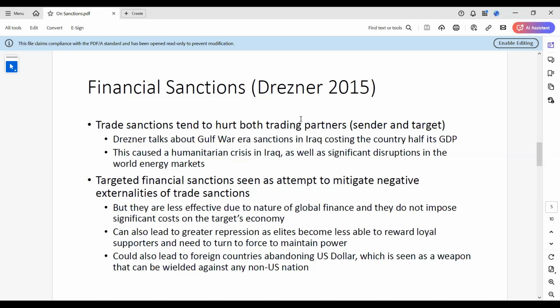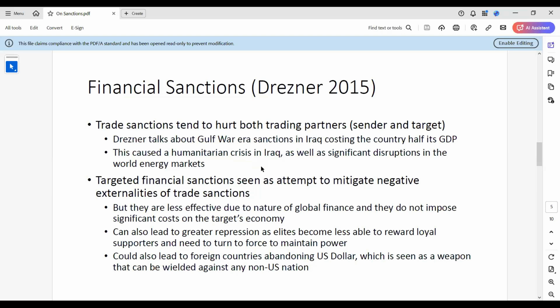Dresner here is a realist response to the liberal literature from Hufbauer and Schott. Dresner 2015 talks about trade sanctions that hurt both trading partners, and he brought this in. He's like, okay, let's look at not only how trade sanctions hurt the targets, but also the senders, which is kind of what we want to talk about here. It's not just the targets that are getting hurt. It's not the people in the targets that are getting hurt. It's also the senders that get hurt as well.